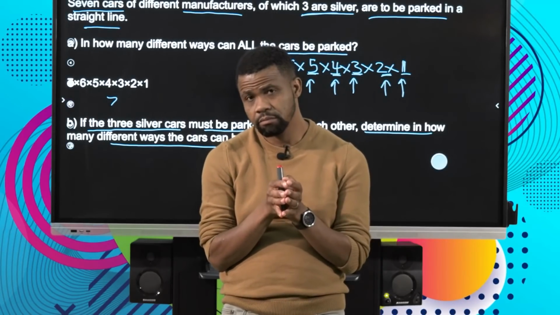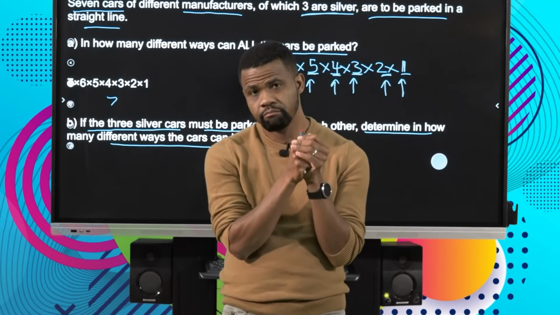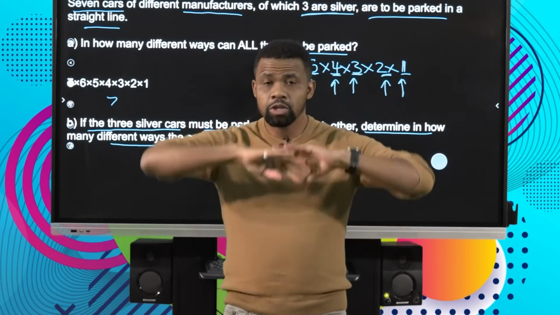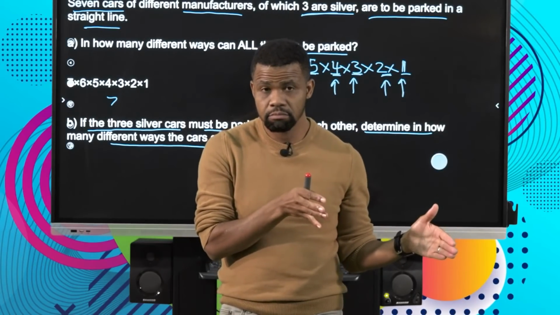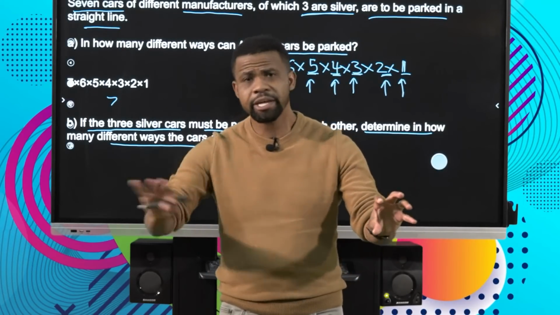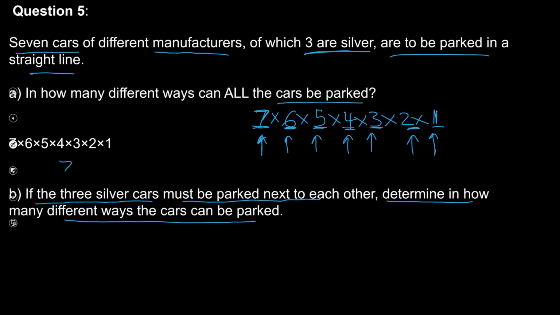We're going to apply the fundamental principle of counting, which states that if I have m ways of doing something and n ways of doing something, then the total ways of doing that will be m times n. Are we together? So we're going to look at how many ways we can park those silver cars, of which there are 3 silver, and the other cars, which are 4, and how many ways we can park them. Then multiply that. Then that will give us how many different ways the cars can be parked.